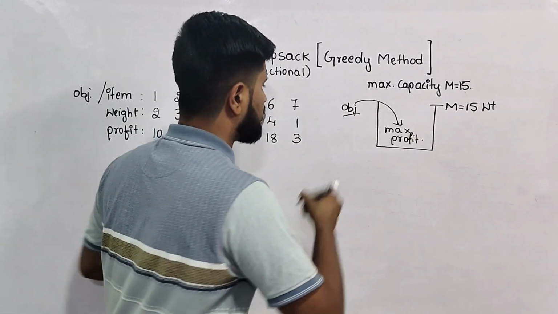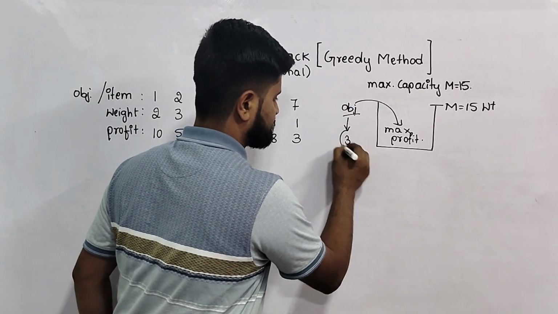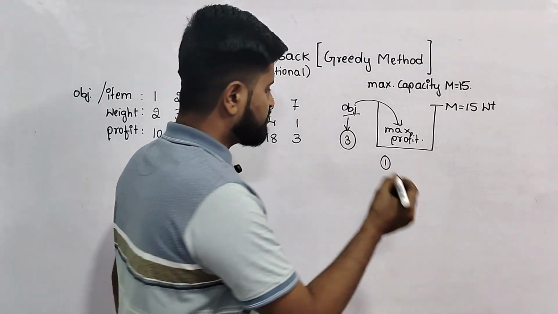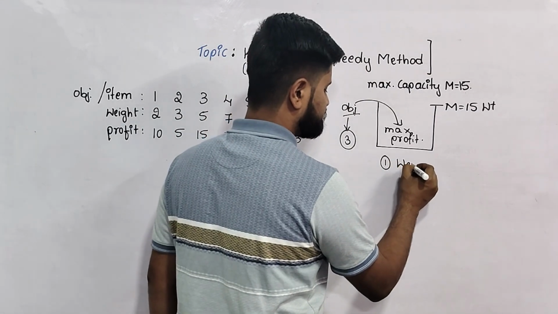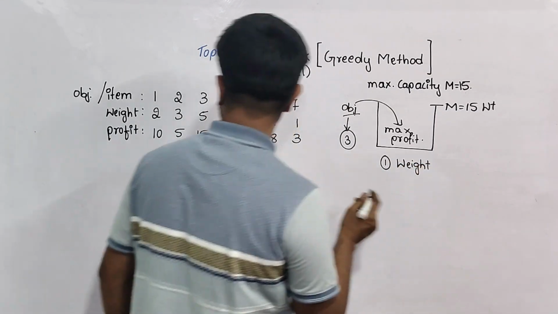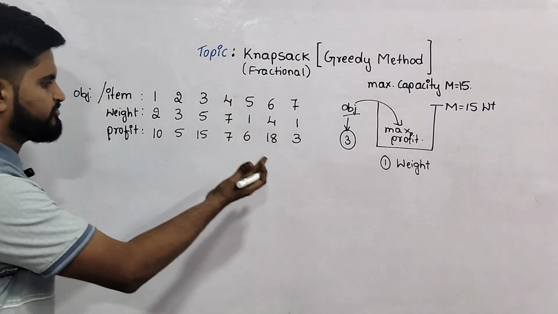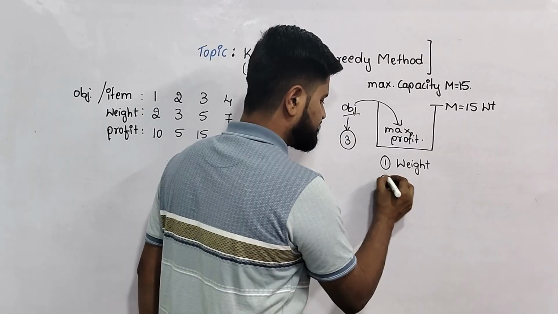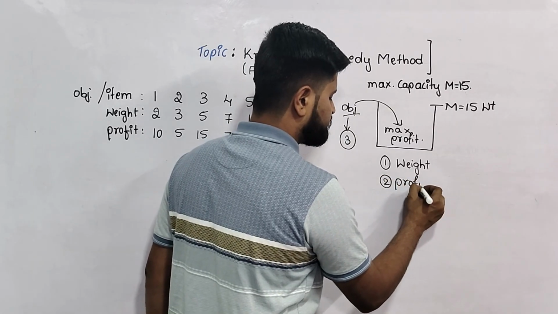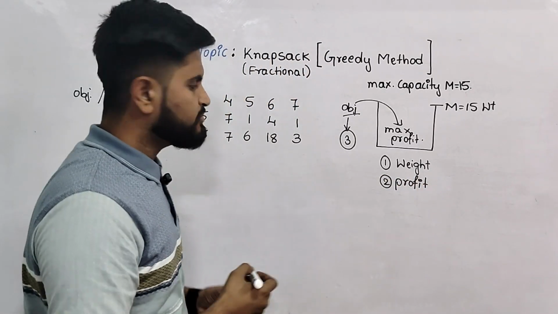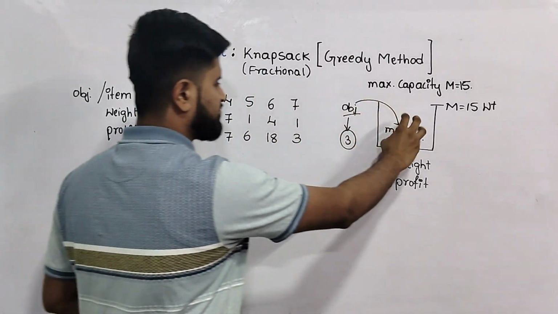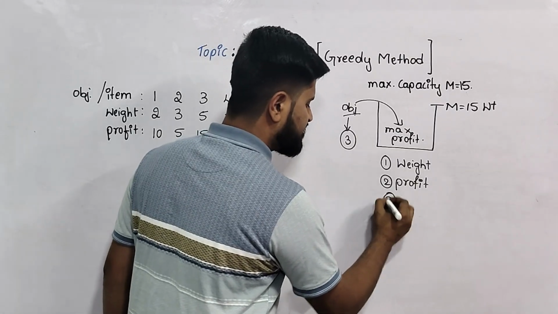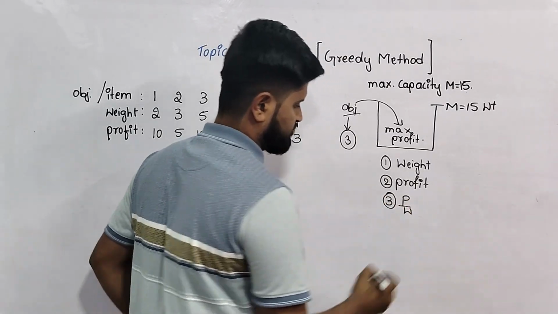So how to choose these objects? We have three techniques. The first technique is choosing the objects or the items based on their weight values. That is, whichever object or item has the maximum weight, that object will be taken first. Next, the second technique is taking on the basis of the profit values. So the object with maximum profit will be taken and put down in this container. Or the third and most efficient technique is the profit by weight ratio.